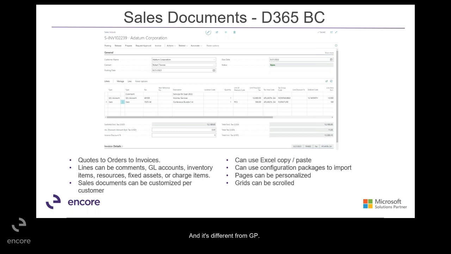And it's different from GP. Instead of having multiple pages that make up the sales document, you can expand or collapse, and you have grids that can be scrolled left and right, so everything's in one page.